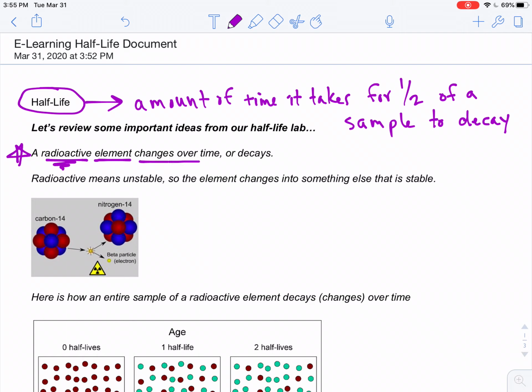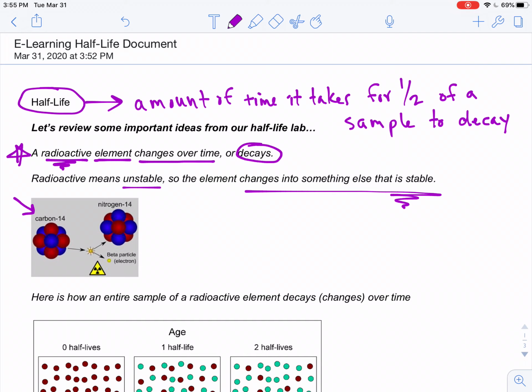And when it changes over time, we say that that means that the element is going to decay or change into a new element. And here's a picture of that. This description here says a radioactive element. This means that it is unstable, so it will change into something that is stable. So picture this element right here, carbon-14. Carbon-14 refers to a carbon atom that has 6 protons and 8 neutrons in the nucleus, right? 6 plus 8 is 14. That's why they call it carbon-14.